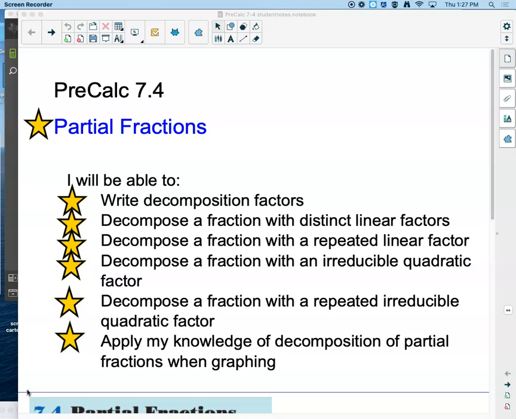Decompose a fraction with an irreducible quadratic factor. Decompose a fraction with a repeated irreducible quadratic factor. And apply my knowledge of decomposition of partial fractions when graphing.